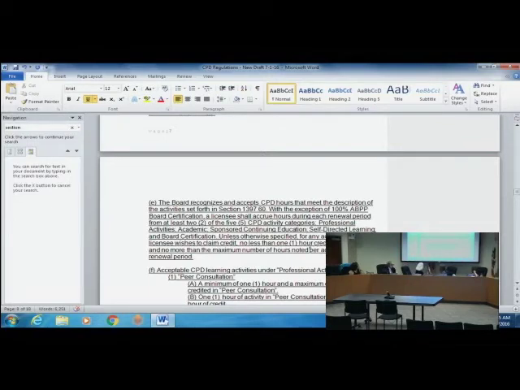No more than the maximum number of hours can be claimed per renewal period. Are we still doing can be claimed period? No, can be claimed per renewal period, or what about for each renewal period? That's better. Can be claimed for each renewal period. And then everything else is gone. I like it. Yeah.